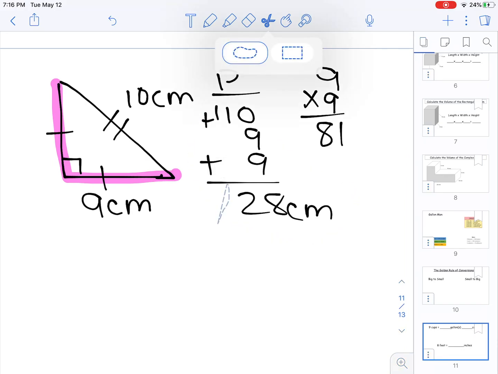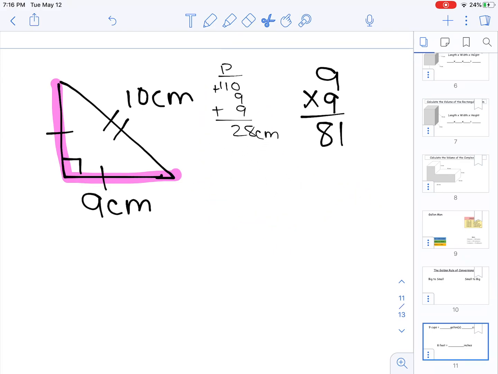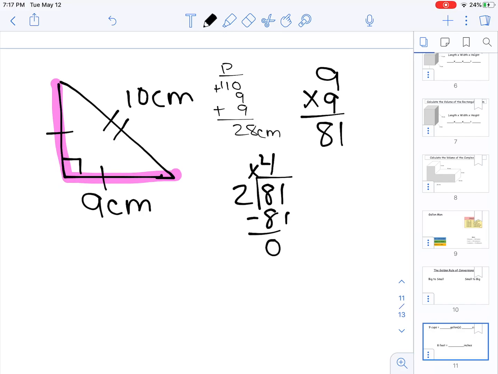Let me shrink this down so I have a little workspace. Okay, so 81 divided by 2. You're saying, Mrs. Clary, that's an odd number. We can't do that. You know decimal division, though. So if I have 8, I can get 4 groups. 4 times 2 is 8. Subtract. Bring down. If I have 1, I can't get a group.